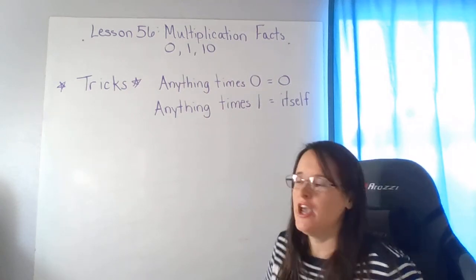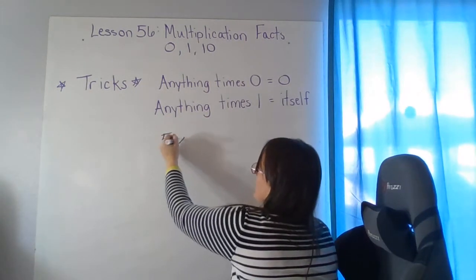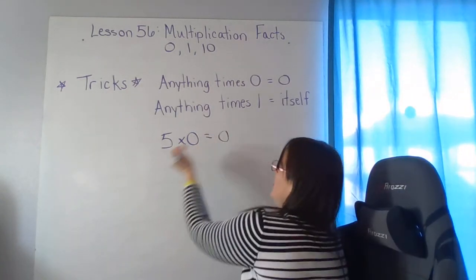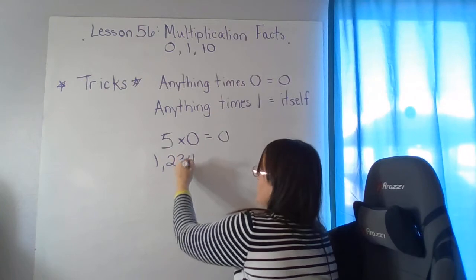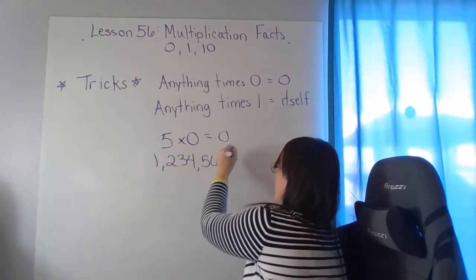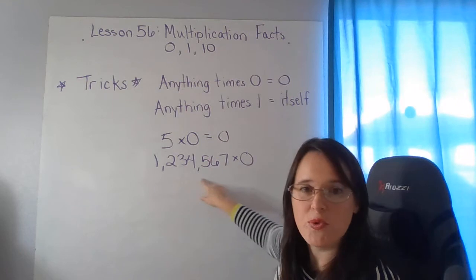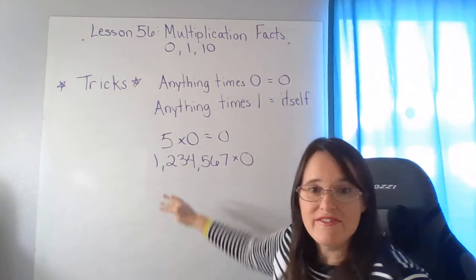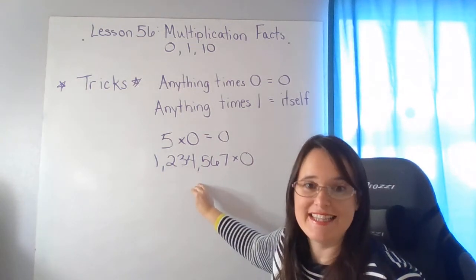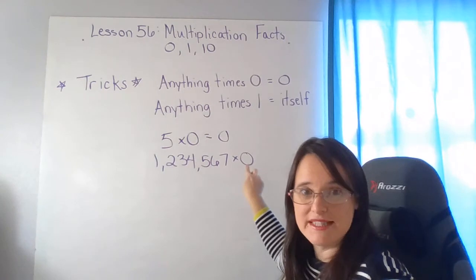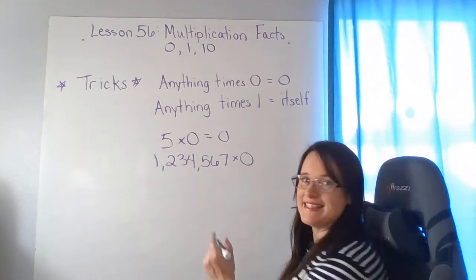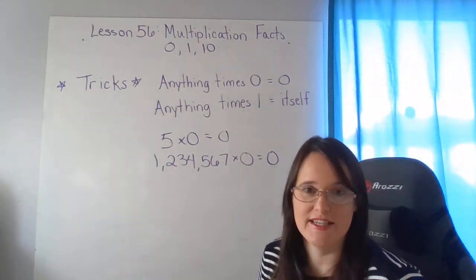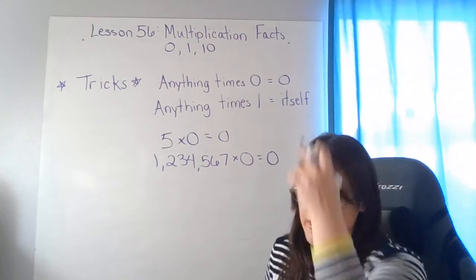So super easy. You might see a problem like this. You see that big fat 0 and you go 0. You might see a problem like this. It does not matter what this number is, how big it is, how small it is, whatever this number might happen to be, it doesn't matter. If you're multiplying it times 0, your answer is 0. You get nothing. 0 groups of anything is equal to nothing, 0, okay?